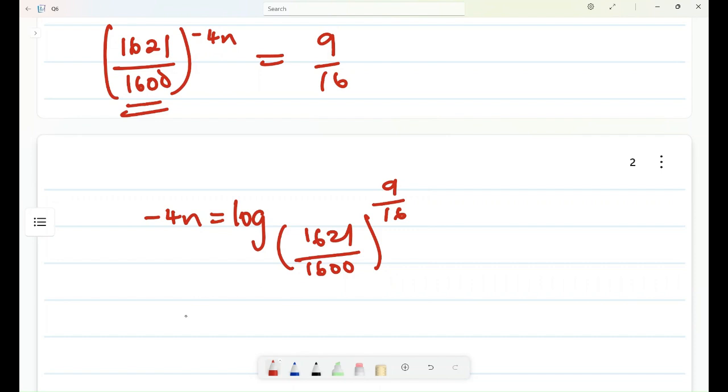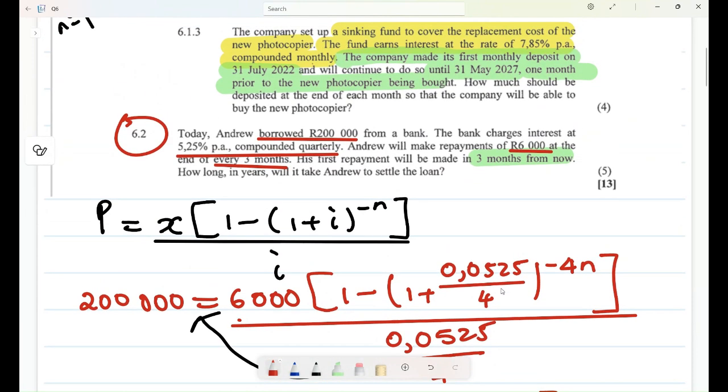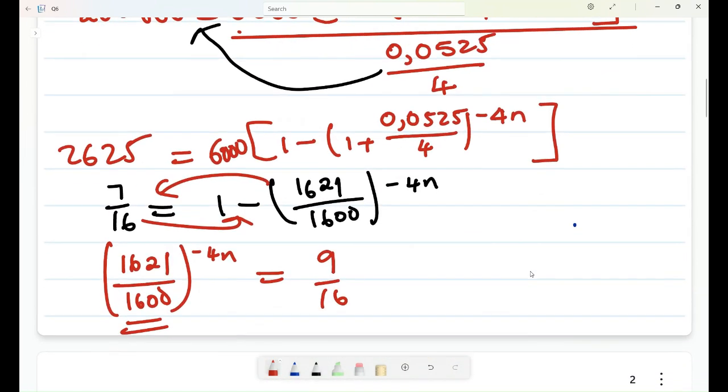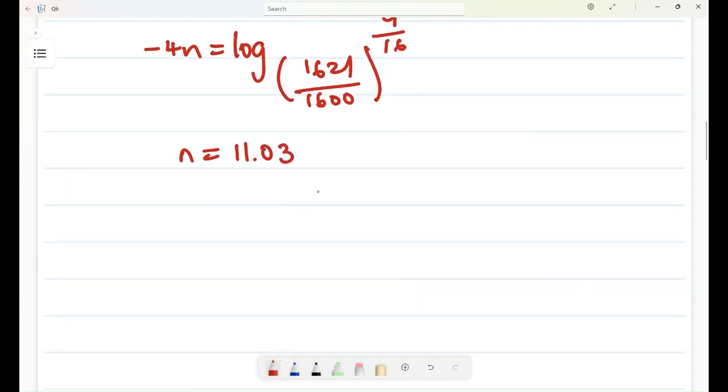You get a negative number, right? So that negative number that you get, you divide by negative 4, then you get n as 11.03. Okay, then they said how long in years? So you're going to say 11.03 years. So that's all.